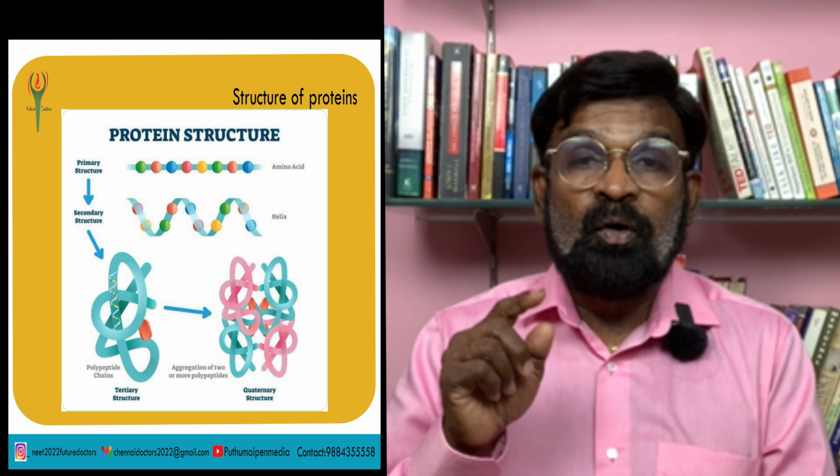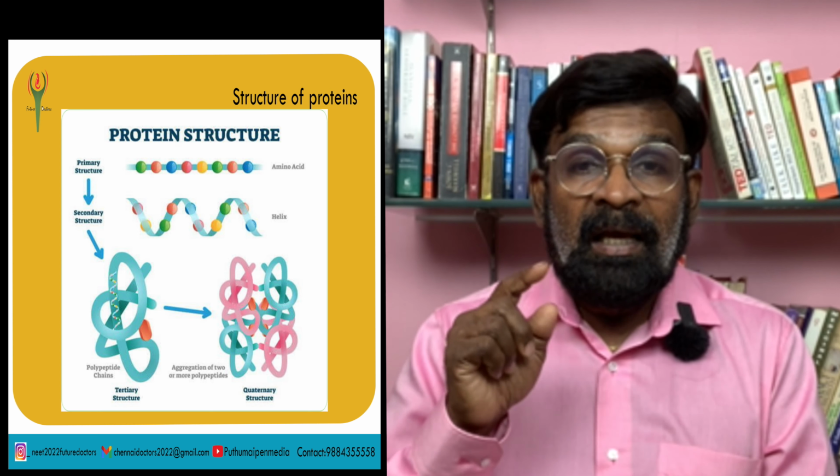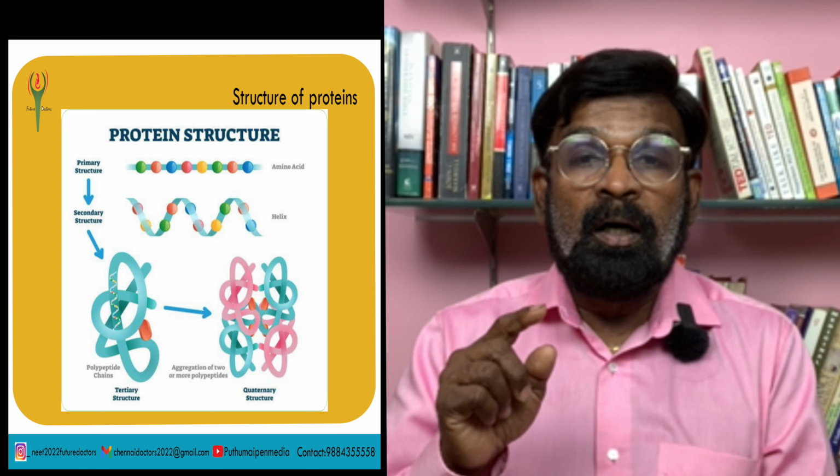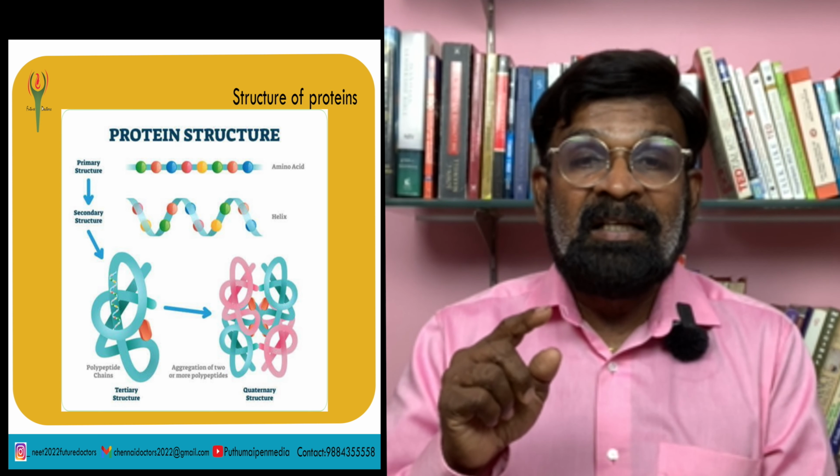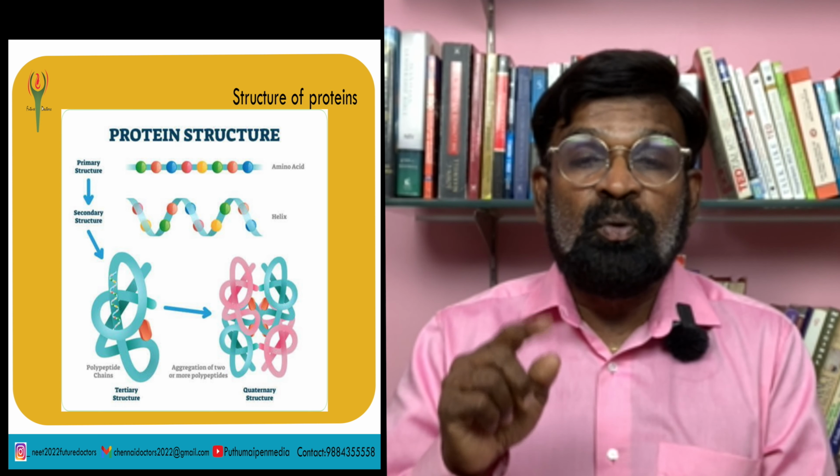Quaternary structure. Certain proteins consist of an assembly of more than one polypeptide or subunits. Thus, the individual polypeptides or subunits are arranged with respect to one another. Example here is hemoglobin. Hemoglobin is the best example. Other examples are lactic acid dehydrogenase enzymes.